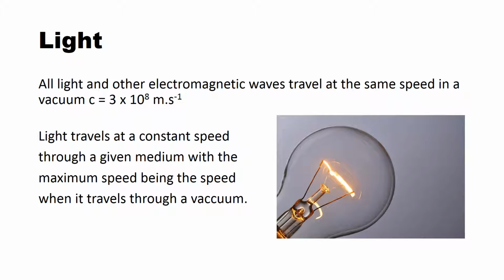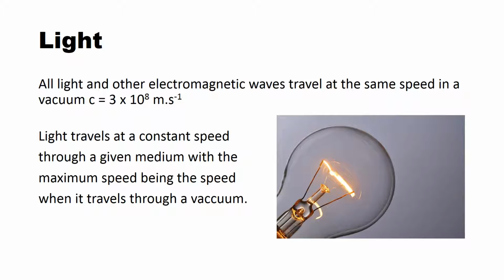Now, a vacuum is, I guess, an absence of matter. So outer space is a vacuum, or if we were to take a container and remove all matter from it and create a vacuum, light will travel at a speed of 3 times 10 to the 8 meters per second, and we call that speed c. Please note, quite often with this section, you'll be able to approximate the speed of light through air to approximately 3 times 10 to the 8 meters per second as well, even though we in theory know it is a little bit less. It's also important that you know that light travels at a constant speed through any given medium.